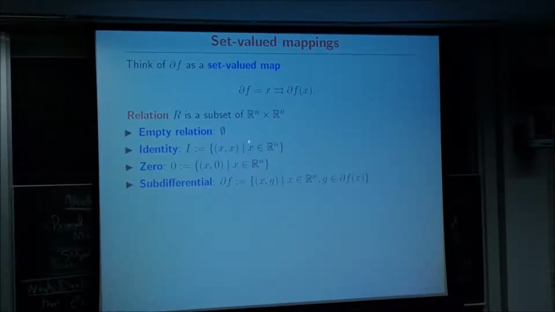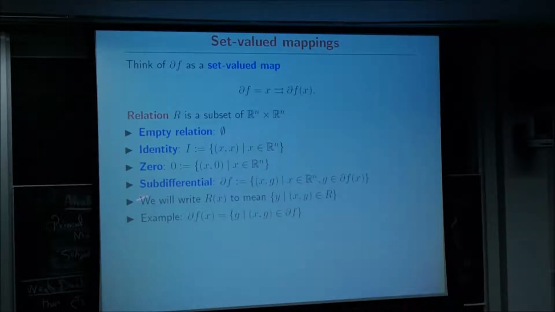So the obvious one is the empty relation, the empty subset. Then the identity relation, x maps to x. One way of thinking of the identity relation is as the set of diagonal tuples in that product space, in fancier language. 0 is that. The subdifferential is the most interesting for us in the language of relations. It's just this set of tuples: the first thing is what R operates on, and the second thing is its result. I'm just collecting those as tuples. So that's the subdifferential as a relation.